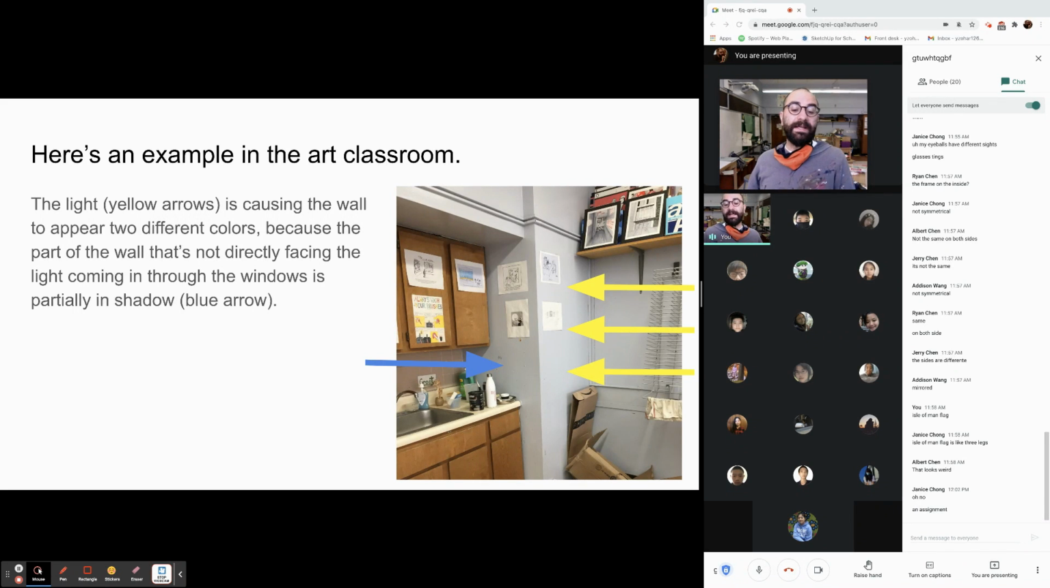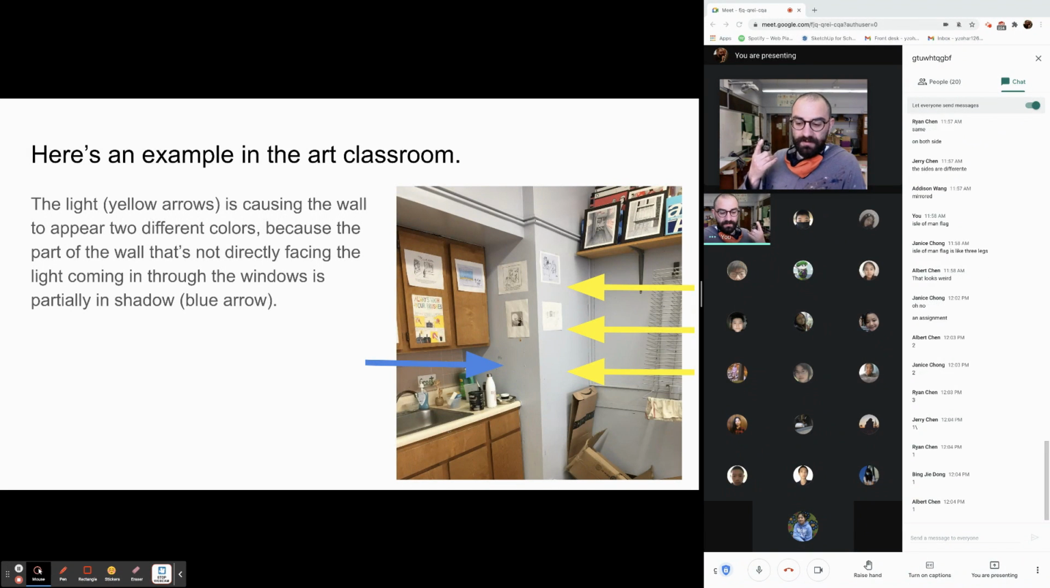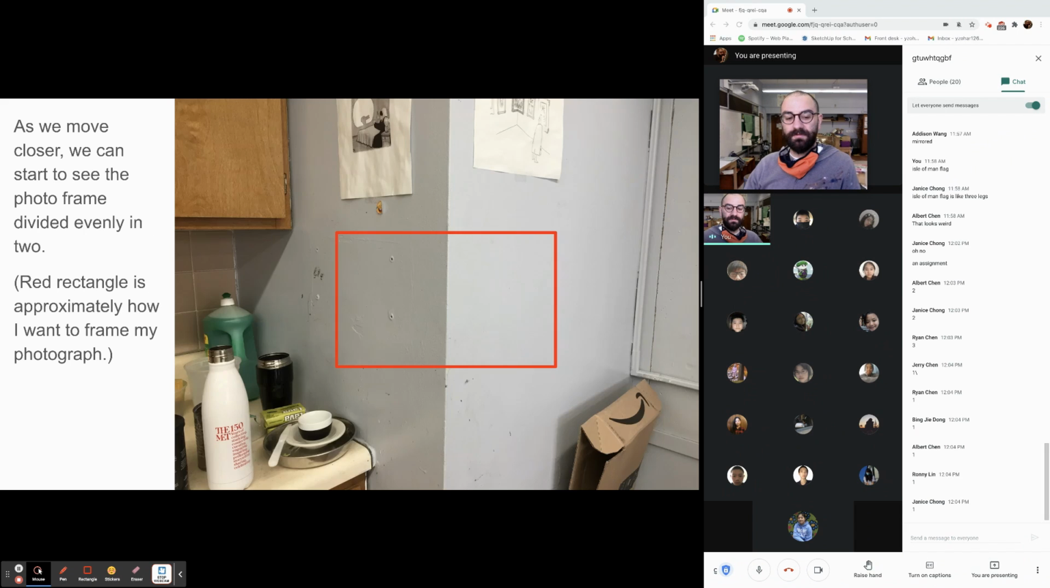The light, which is coming through the windows, is causing the wall to appear two different colors because part of the wall that's not directly facing the light coming in through the windows is partially in shadow, right? How many different colors do you see on this wall? Talking about the wall itself, not all the cartoons that I pasted on it. Two colors, right? How many different colors do you think they used when they painted the wall? One. So how does that work?